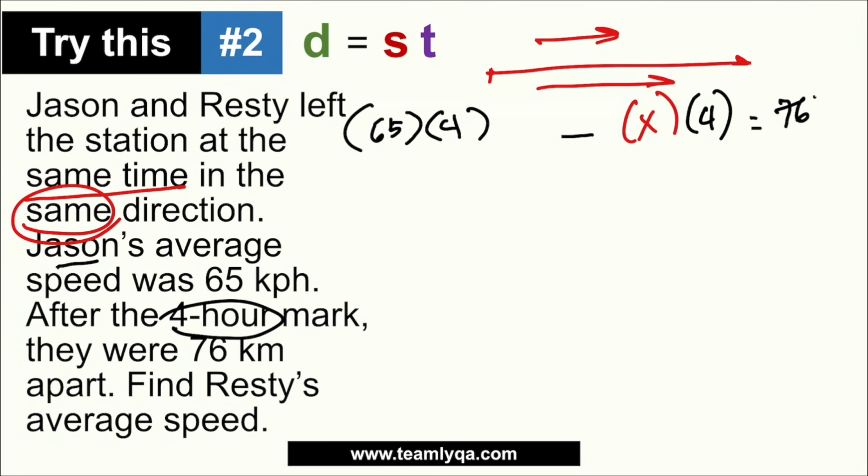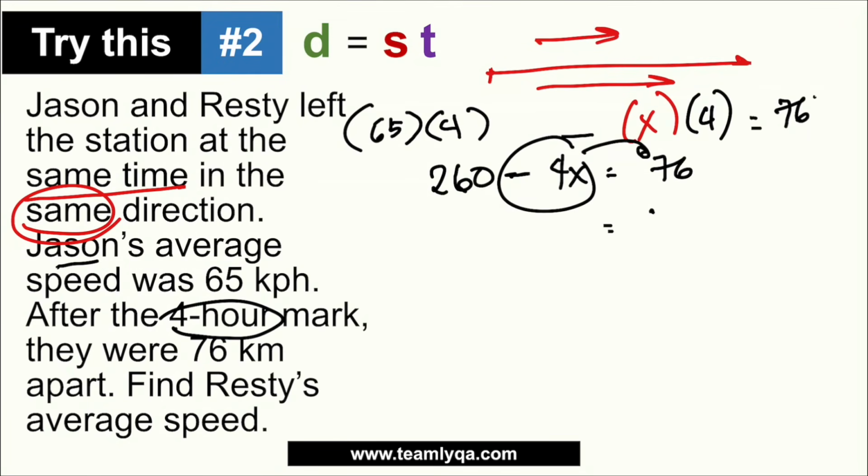65 times 4. Dalawang 65 is 130. Tapos, dalawang-dalawa sa 4. So, 260 ito ibig sabihin. 260 minus 4x is equal to 76. So, i-move ko ito sa kabila para maging positive siya. You have 4x here. Tapos, 260 minus 76. Now, the way I subtract this naman would be, kukunin ko na agad yung 60. Magiging 16 na lang ito. Na-cancel out siya, basically.